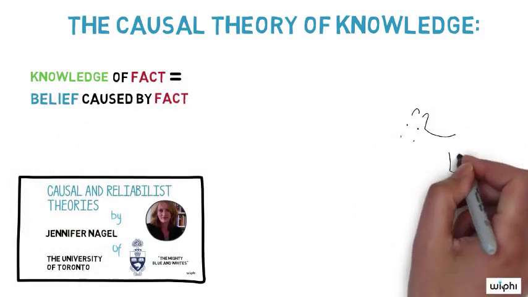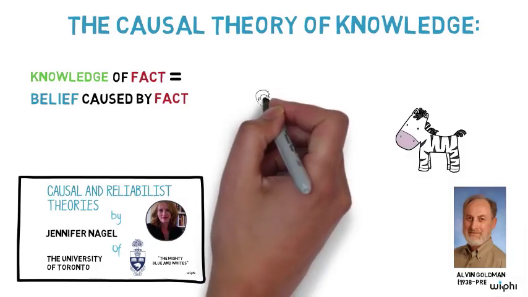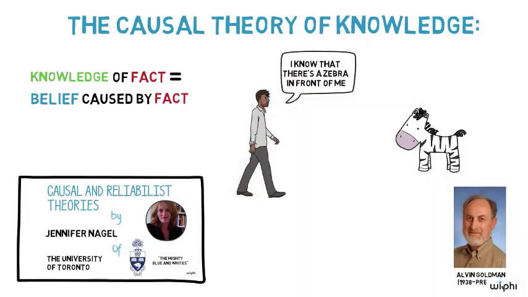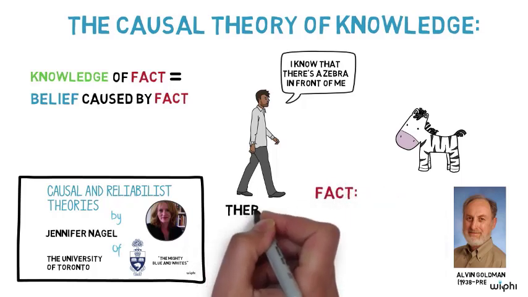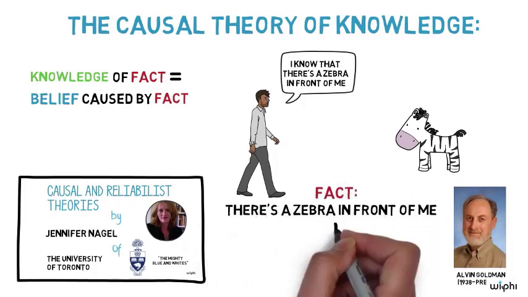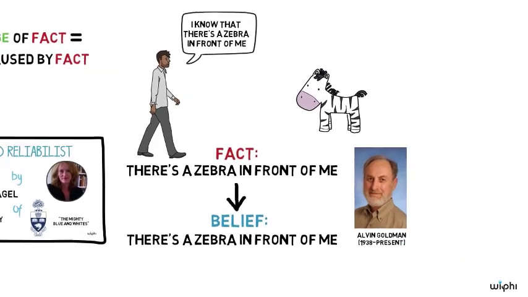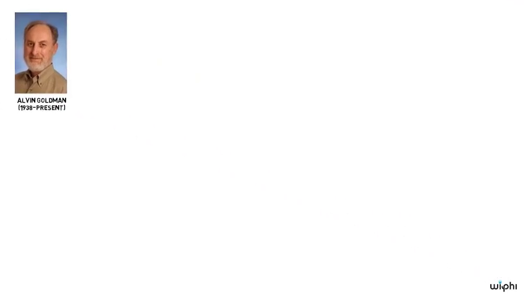Suppose that I'm visiting the zoo and see a zebra. I know that there's a zebra in front of me. The causal theory says that this is because, given how my visual system works and my knowledge of what zebras look like, the fact that there's a zebra in front of me caused me to believe that there's a zebra in front of me. But Goldman himself discovered a big problem with the causal theory.